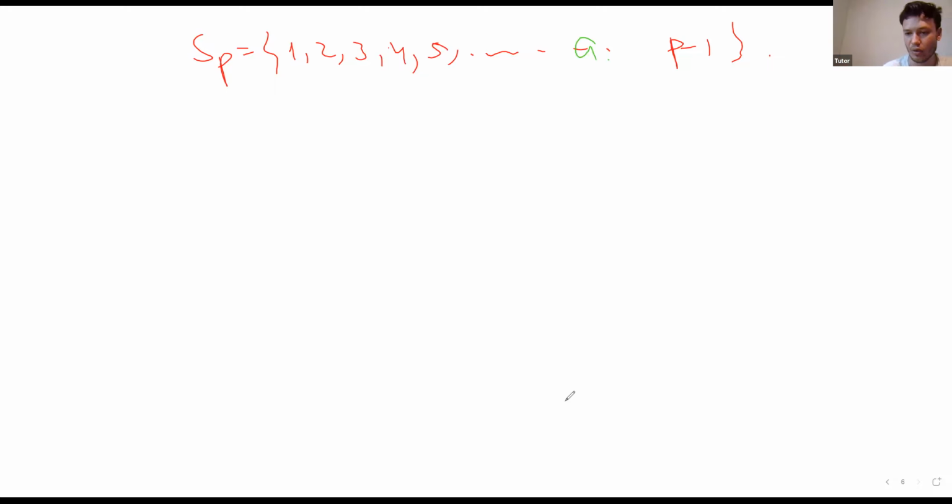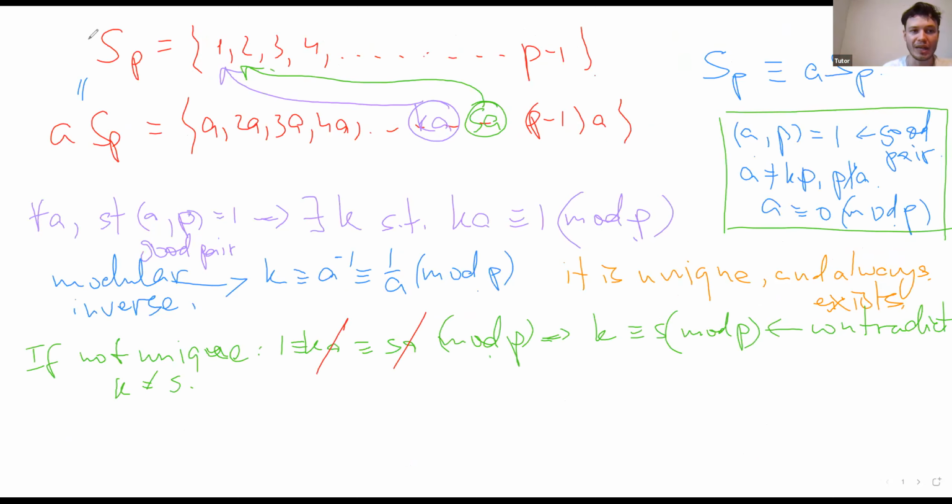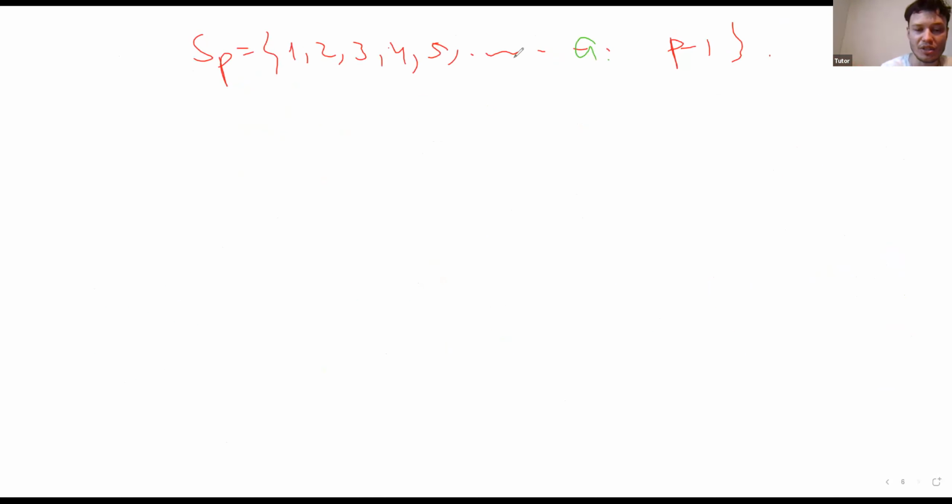If I look at all these numbers, they're good numbers to P, right? They're all relatively prime to P. So if I pick any number A, I know that if I look at the set SP and ASP, there's going to be some K such that KA goes into 1. So basically, A and K are going to be modular inverses. What I'm trying to say is that if there's some number A, there's going to be some number K, such that K and A are modular inverses.